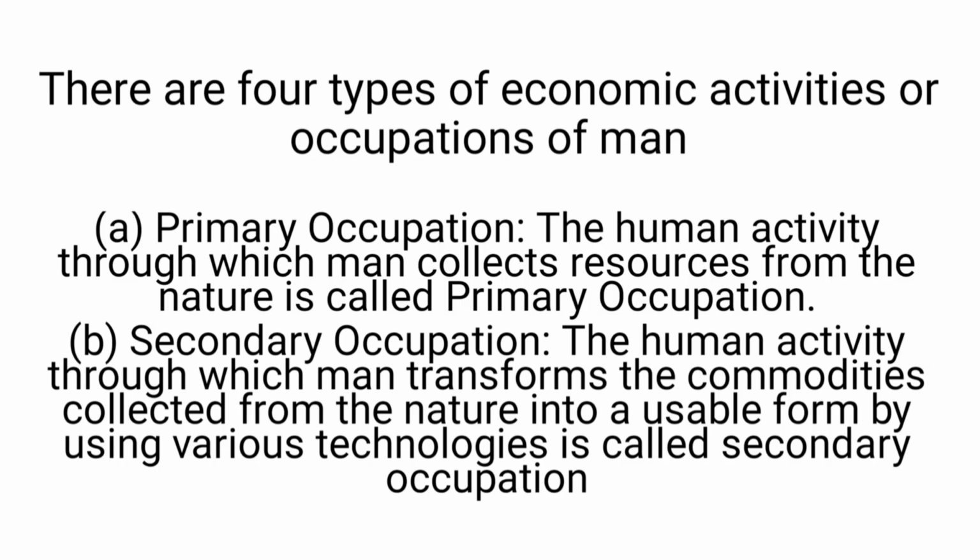There are 4 types of economic activities or occupations of man. Primary: the human activity through which man collects resources from nature is called primary occupation. Secondary occupation: the human activity through which man transforms the commodities collected from nature into a usable form by using various technology is called secondary occupation.